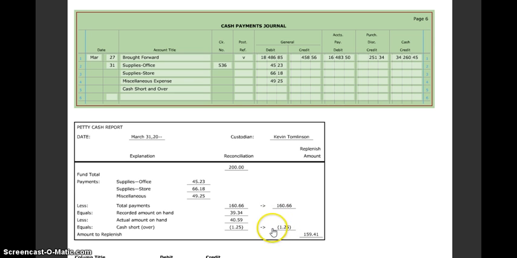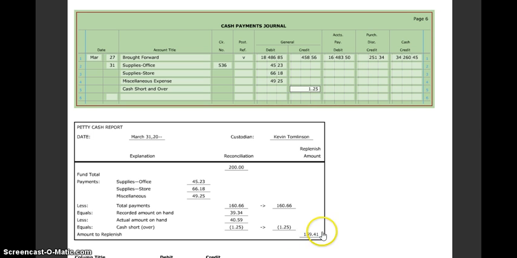Okay, right here again we have a cash over of $1.25. So when cash is over, it's going to be recorded as a credit. So 1.25 is going in the credit column. If this was going to be a cash short, short is recorded here as a debit.